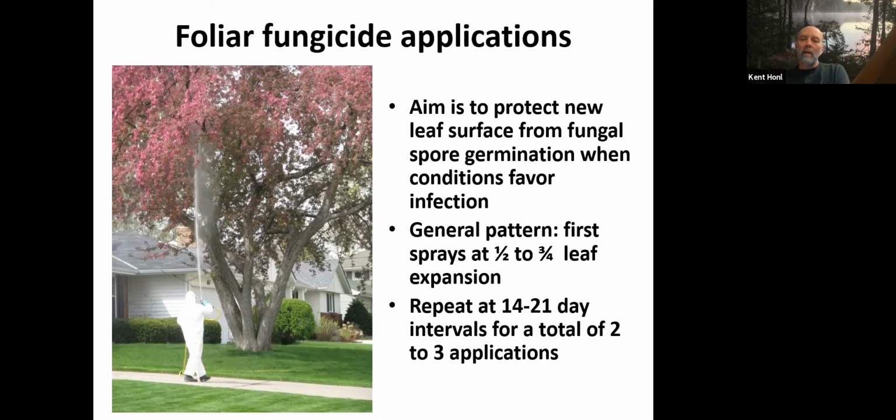And the general pattern is going to be put the first spray on there at 1/2 to 3/4 leaf expansion when there's a forecasted event that could produce an infection. And then you repeat at 14 to 21 day intervals for a total of 2 to 3 applications, depending on how long the weather continues to favor those conditions for infection. And fungicide residual activity tends to be, you'll be good if you're hitting it every 14 to 21 days. So that's kind of the template for a foliar fungus application. You might have 15 different things that you now just sort of have templated out. They just go at different times based on when the host development is happening.